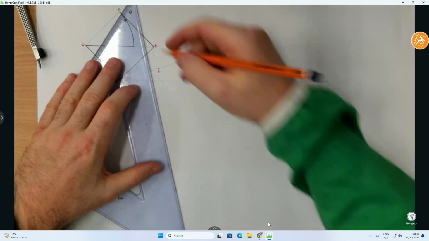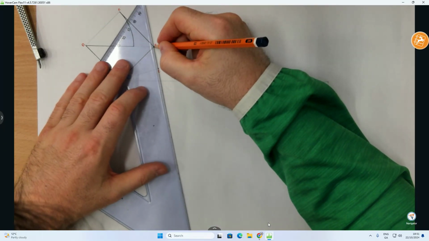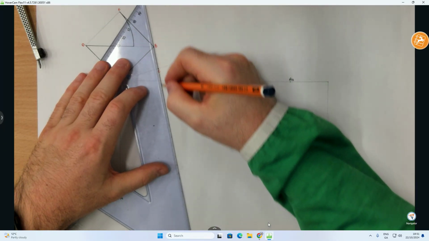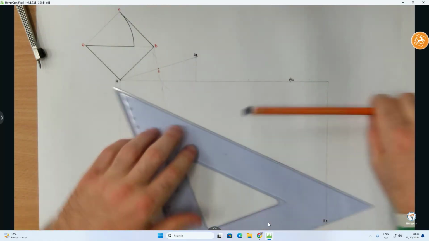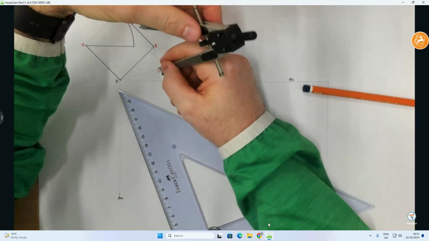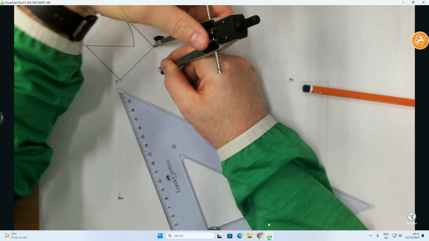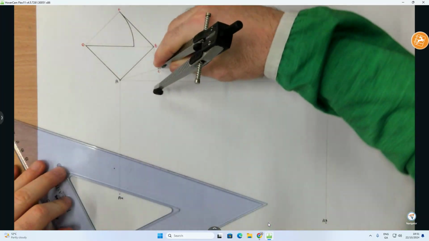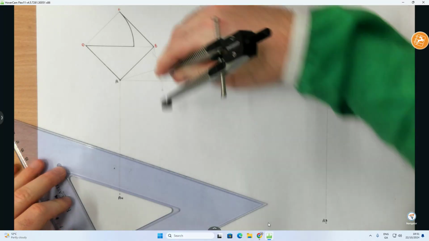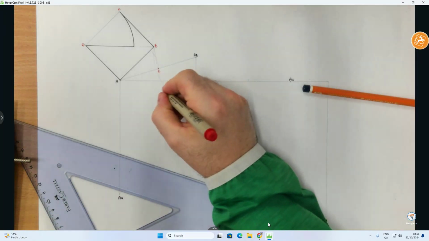A has already been found, so I want to find B now. So from B through C, out the opposite side. Okay, how do I find the image of B? Under central symmetry, put my compass on the central symmetry point, which is C, and mark it out. I've now found B1.